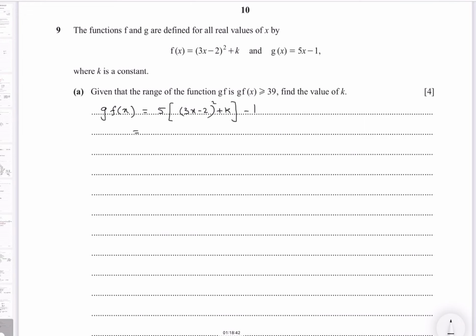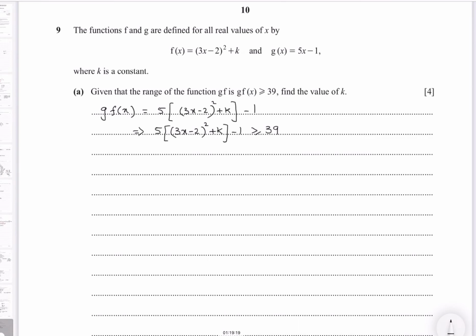Alright, so for this, g of f of x means you have to put the whole f of x into the g of x. So g of x is 5x minus 1, so you have to write the whole function of f of x in place of x in g of x. So it becomes 5 bracket (3x minus 2) whole square plus k, and then minus 1. Okay, now look. Actually, this whole value is greater than or equal to 39. It is given g of f of x is greater than or equal to 39.